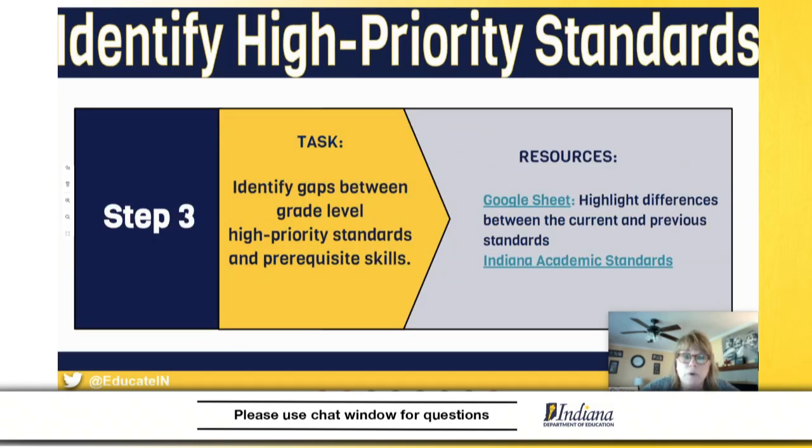Step 3 is where we're going to look at those prerequisite skills and those high priority standards and try to identify any learning gaps that might be occurring. When you're trying to decide if there are learning gaps, there are a few things to consider. What did they learn last year, or what did they not learn? And not just at the end of the year during COVID. Does the previous year's teacher have any data to show, maybe in October, that they had assessed one of their standards that is a prerequisite skill for my standard?